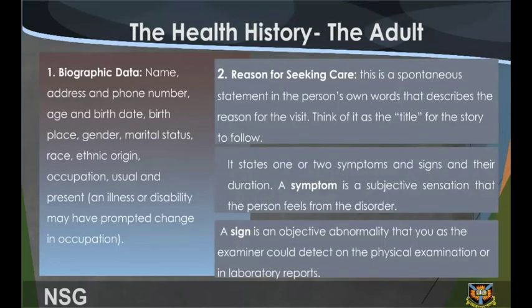1. Biographic data. Name, address, and phone number, age and birth date, birthplace, gender, marital status, race, ethnic origin, occupation, usual and present, and whether illness or disability may have prompted a change in occupation.